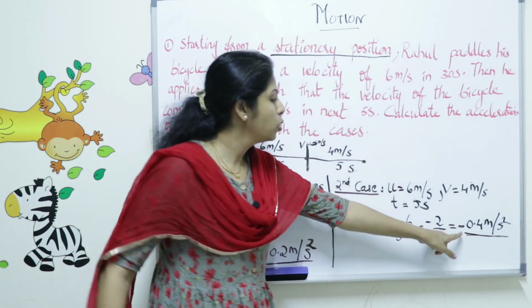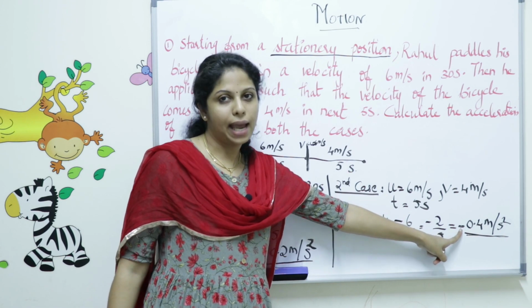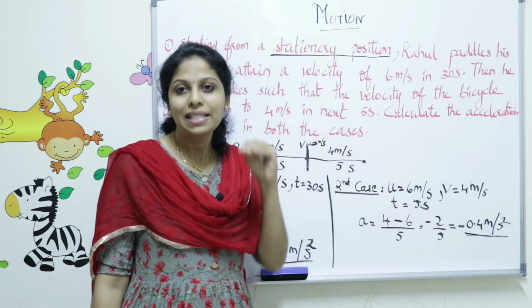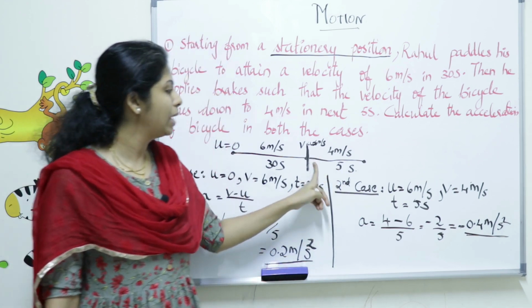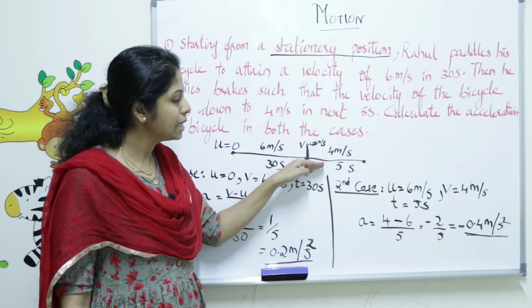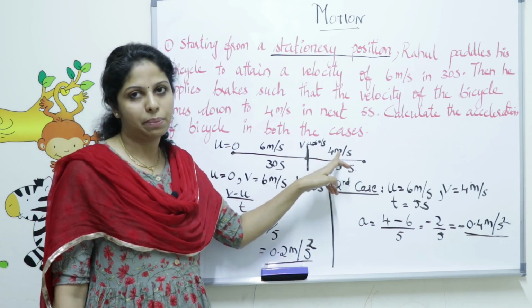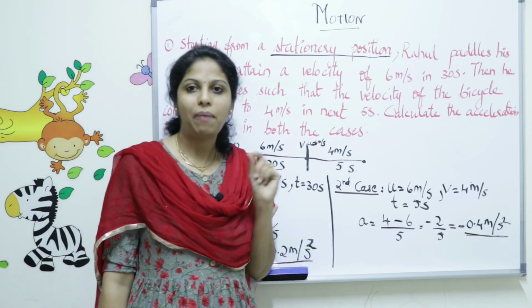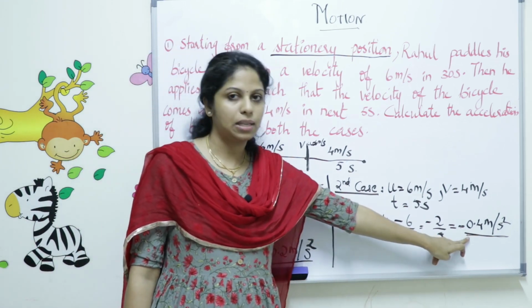And see, here you can see the value is negative. And when will we get a negative value? If the velocity decreases. See, here the velocity is decreasing. Initially it was 6 meter per second, and it is decreasing to 4 meter per second. So, if the velocity is decreasing, we will get a value of acceleration as negative.